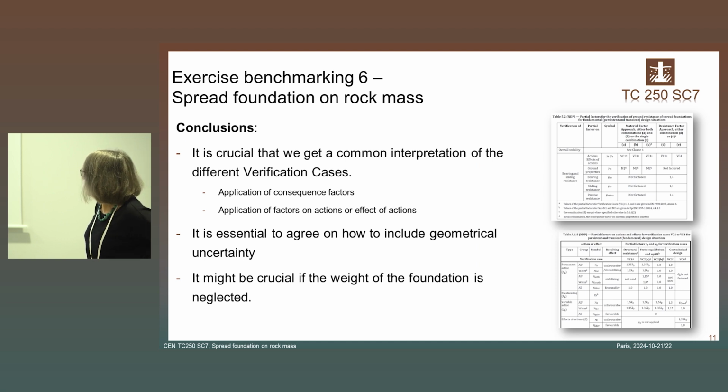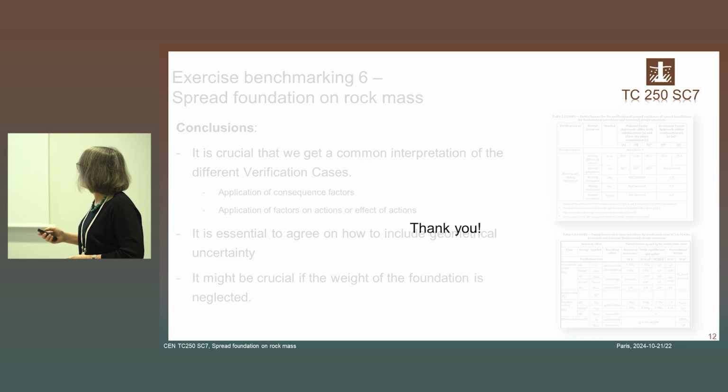Conclusion. It's crucial that we get a common interpretation of the different verification cases, and a common understanding of how to apply the consequence factors: you cannot add consequence factors on all parameters, because then we're taking into account the consequences multiple times. Application of factors on actions or effect of actions is another crucial thing. It's essential to agree on how to include geometrical uncertainties. It might be crucial if the weight of the foundation is neglected. I would say it is crucial if we neglect that one. So that's my conclusion.